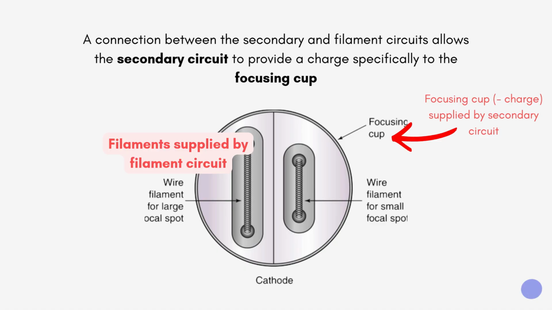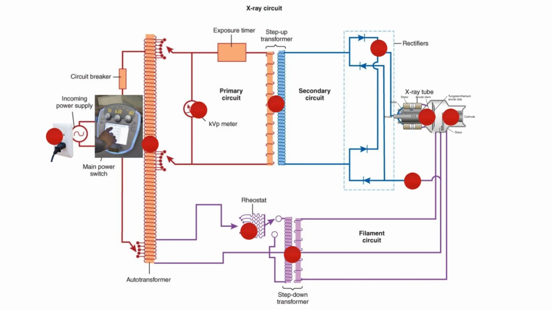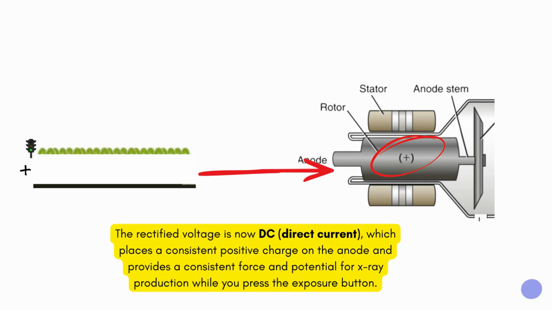Meanwhile, these filaments here, these little coils here, are supplied by the filament circuit, which we'll talk about in a moment. So again, when you take a look at this circuit, you'll notice a little attachment between this side and this side, right? And that's what that's about. Finally, if we click on the anode there in the X-ray tube, you'll be taken here.